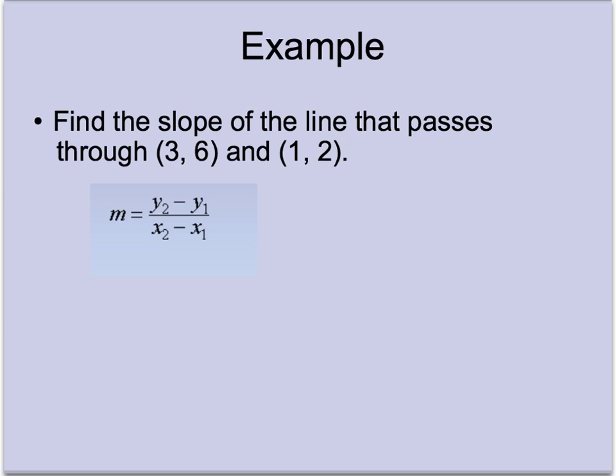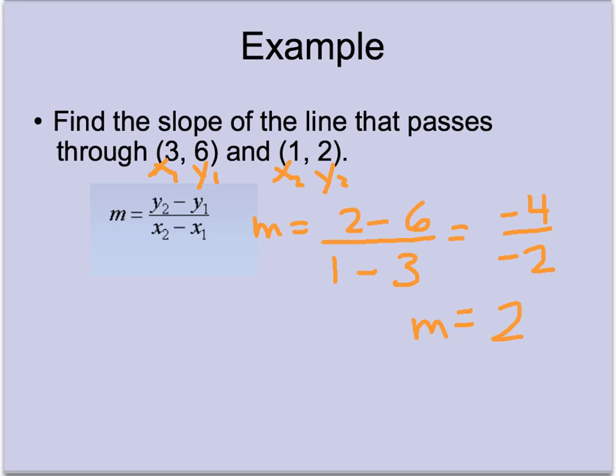So sometimes we have to find the slope of a line using the formula for slope, which is m equals y2 minus y1 divided by x2 minus x1, the change in y divided by the change in x. So the first thing I need to do is label my points. So I've labeled my points, and now I'm just going to put those points in the formula. So we get m equals 2 minus 6 divided by 1 minus 3. So I get a slope of negative 4 over negative 2, which reduces to the number 2.